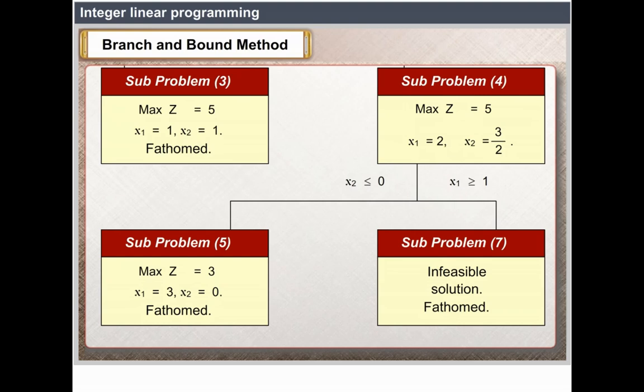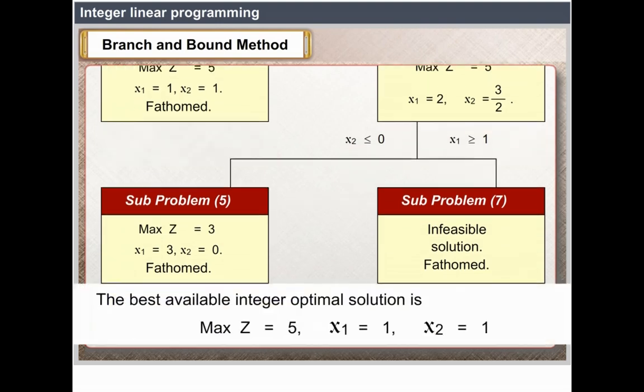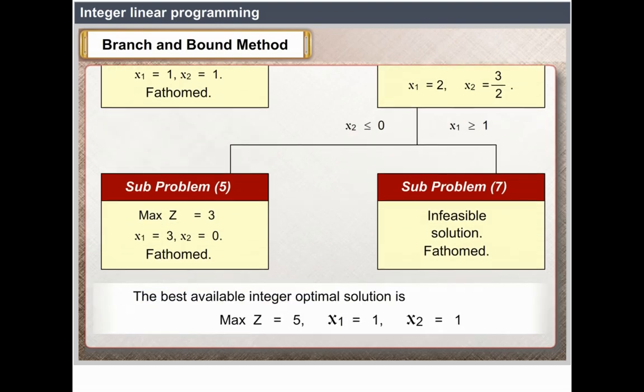While continuing in 5 and 6, we have to take x2 less than or equal to 0, x2 greater than or equal to 1. Now we can see subproblem 5: maxima is z equal to 3, x1 equal to 3, x2 equal to 0. Performed. Subproblem 6: infeasible solution. Performed. The best available integer optimal solution is maximize z equal to 5, x1 equal to 1, x2 equal to 1.